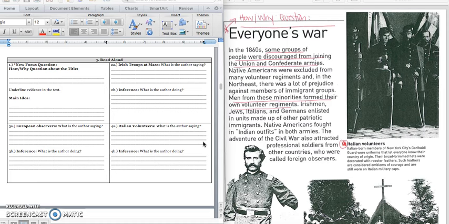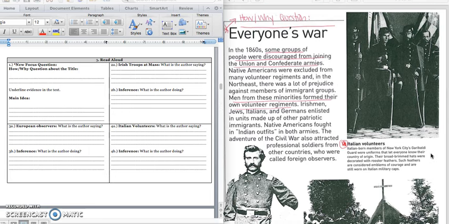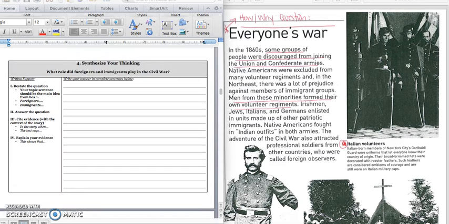And so we're thinking, what's the author doing? Why would the author include this picture and caption of the Italian volunteers with their feathers? The author is showing us an example of how a regiment of immigrants distinguished itself from the other regiments by adding to their uniform. The Italian volunteers celebrated the fact that they were immigrants and that they were considered different, and they celebrated it by putting these feathers in their hats. So let's write down our answer for 4B. The author is giving an example of how a regiment of immigrants distinguished itself from other regiments by adding to their uniform. Press pause to write down your answer and play when you're ready for the paragraph.